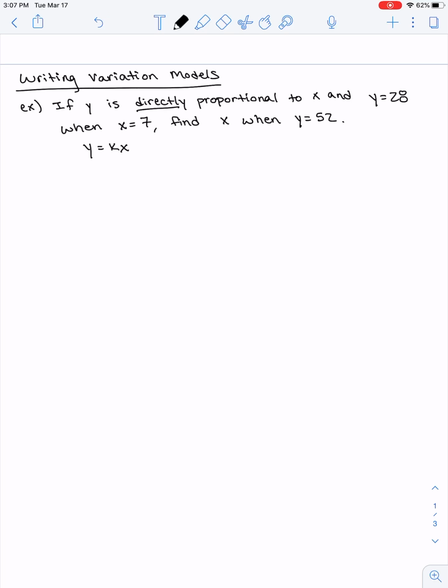So when y is equal to 28, we have that x is equal to 7, so k times 7. If we divide both sides by 7, we get that k equals 4. So now we know that our model is y is equal to 4x. So now it's saying find x when y is equal to 52. So we get 52 is equal to 4 times x. And if we divide by 4, then we get that x is equal to 13.